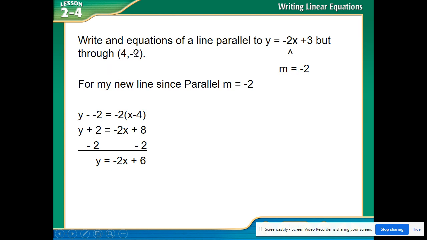Y minus the -2. Again, it's a negative, so we're going to have that double negative. -2 goes in there, and then x minus 4. Double negative makes a positive. Distribute. -2 times -4 is +8, and -2 times x is just -2x. Subtract 2 from both sides, and so our equation of our line is y equals -2x plus 6. Close to this one, notice how the -2x is the same in both of them, +6 but +3. But this one here will go through 4, -2. This line here does not, and that's fine. This one's parallel to that one, but through this point.